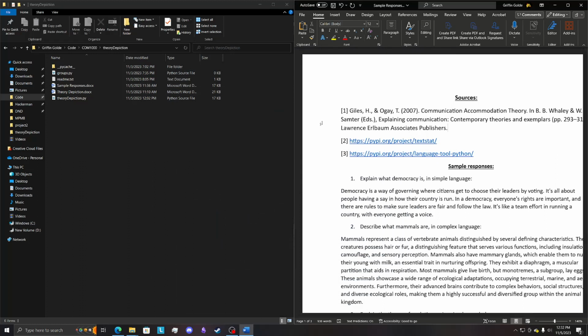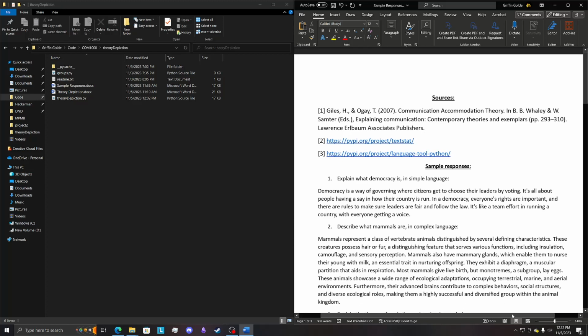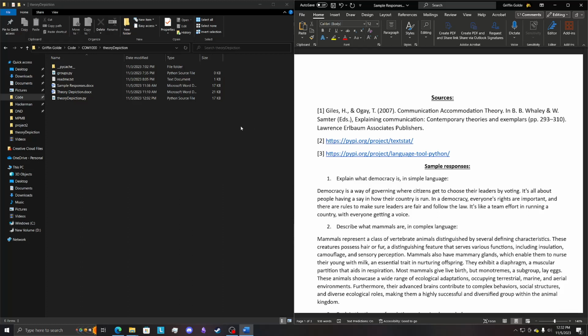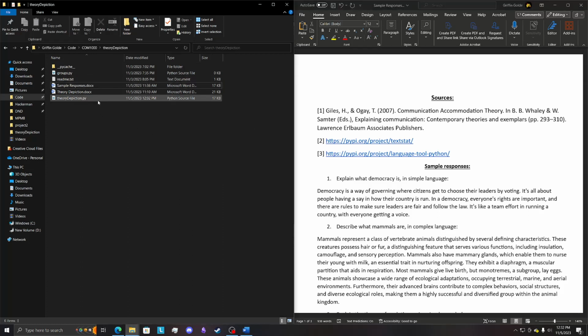For my theory depiction, I created a simple text-based game that sort of gamifies communication accommodation theory. You can see my sources on screen in the Word doc to the right. For my primary source, I used a chapter out of Explaining Communication, Contemporary Theories and Exemplars. This was a chapter on communication accommodation theory, written in part by Giles, who was one of the first founding fathers of communication accommodation theory.